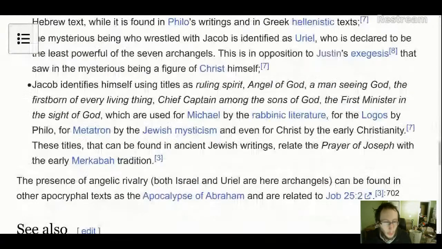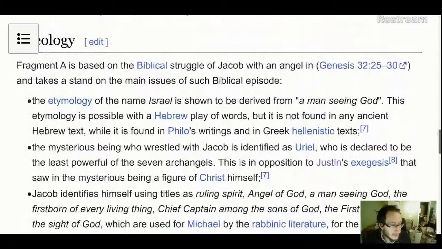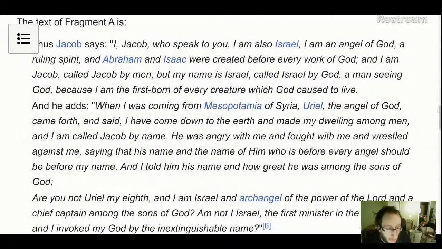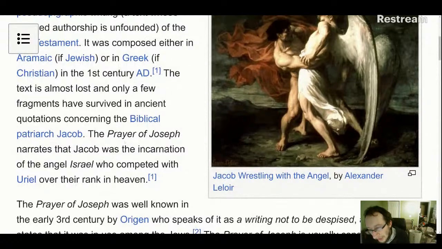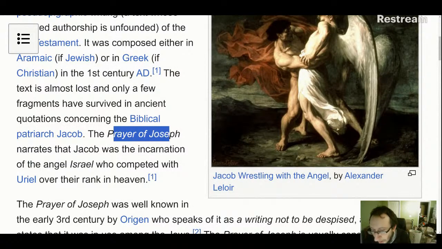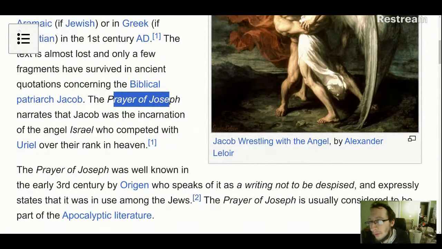And so the question is, if it's Jacob talking, why is it called the Prayer of Joseph? Shouldn't it be called the prayer of Jacob or something? What's going on? Why is it the prayer of Joseph? Well, what's interesting is it appears to be based on what we see in Genesis. Let me show you guys in Genesis what's going on here.